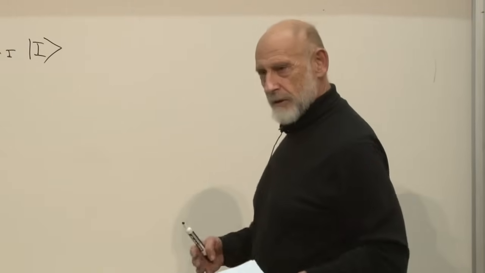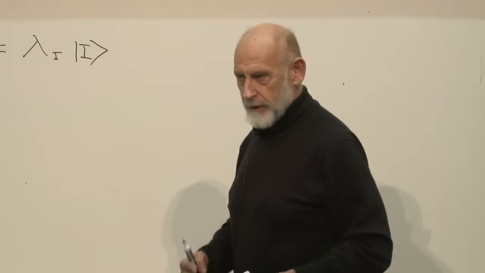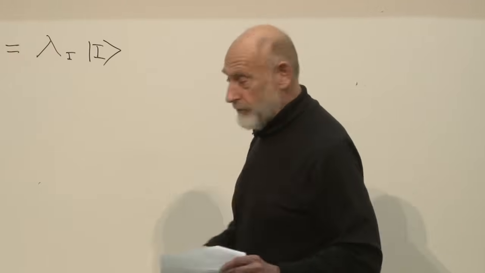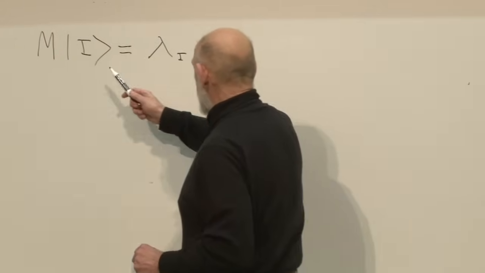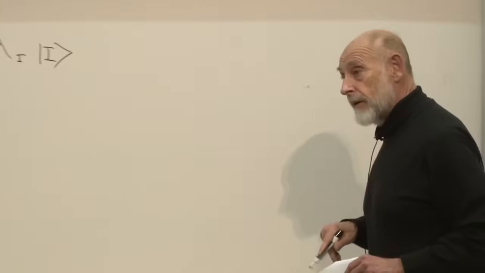So strictly speaking, you should talk about eigendirections. The set of vectors, not worrying about their length, so to speak. But in any case, this is the definition of an eigenvector.